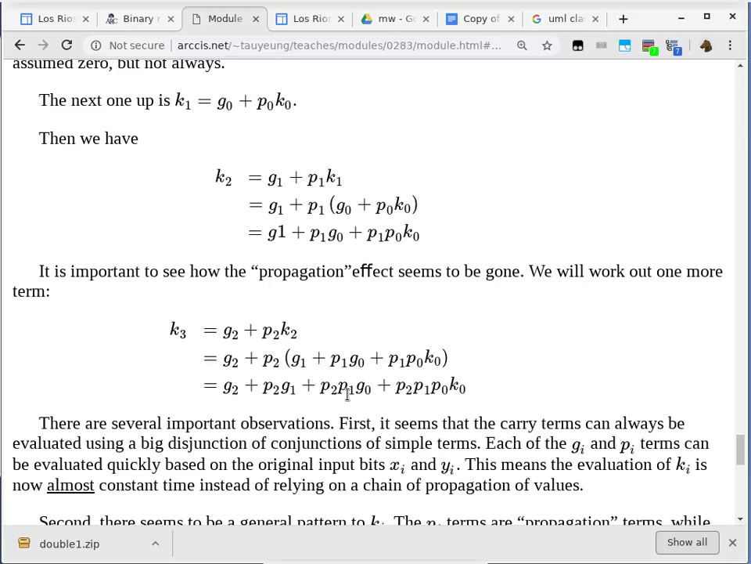What about K3? It looks a little bit more complicated. But each term of the disjunction, G2, P2 G1, P2 P1 G0, P2 P1 P0 K0, they can all be done at the same time. When the outputs of these 4 terms are available, they all go into the same 4 input OR gate. So that means the level of gates does not change, but the number of inputs does change. The number of gates also changes, but it doesn't change the number of levels that is needed.